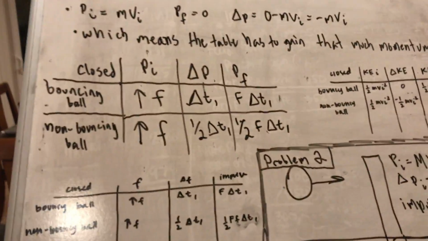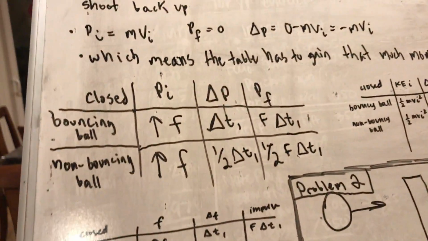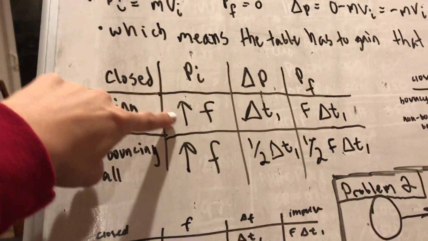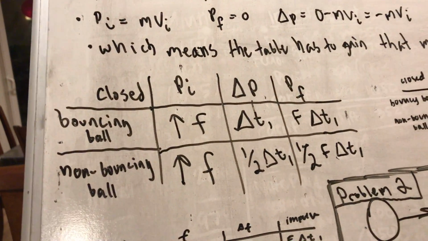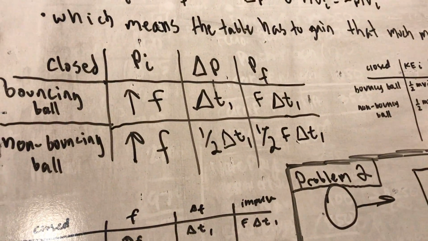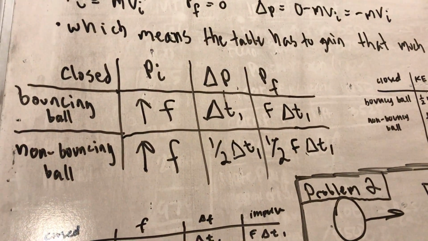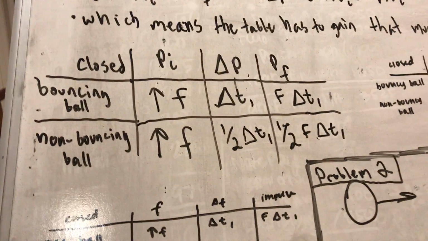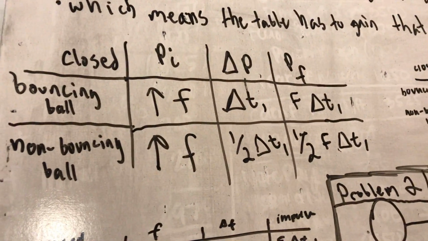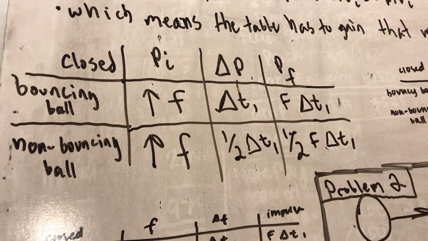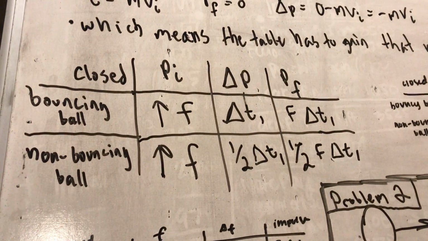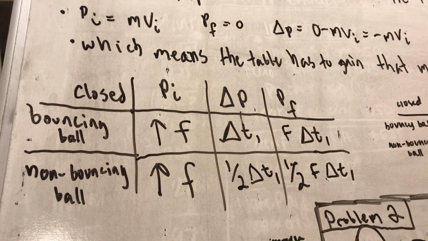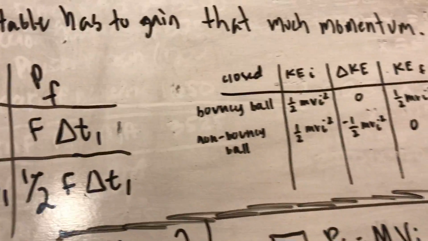Back to Matt. Okay. So, it's a closed system, and initial momentum has a force vector going up. Delta t is the change in momentum. Final momentum is the force times delta t. The non-bouncing ball also has a force vector, and then the change in momentum is 1/2 that of the bouncing ball's, and the final momentum is 1/2 that of the bouncing ball's. This is the non-bouncing ball I was talking about.